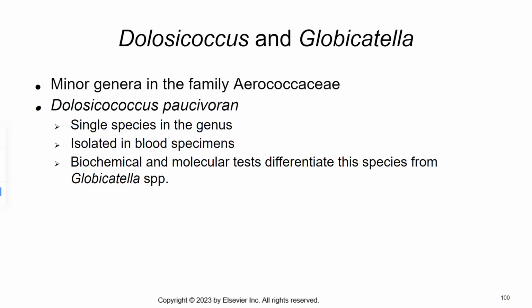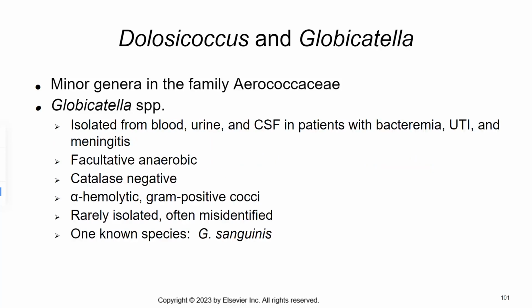There are additional genera, or species within the genera, Dolosicoccus and Globicatella, and these species are related as they're catalase negative. They can be isolated and cause infection in certain cases. Again, the more important thing here is to just be familiar with the names.